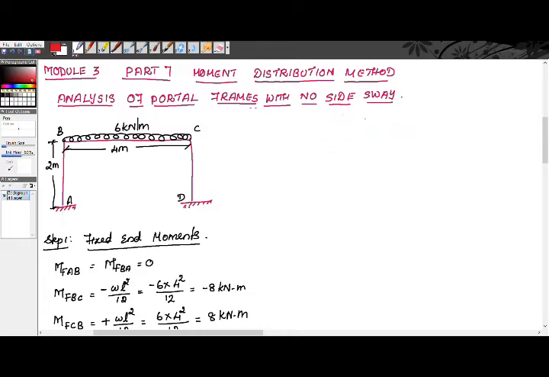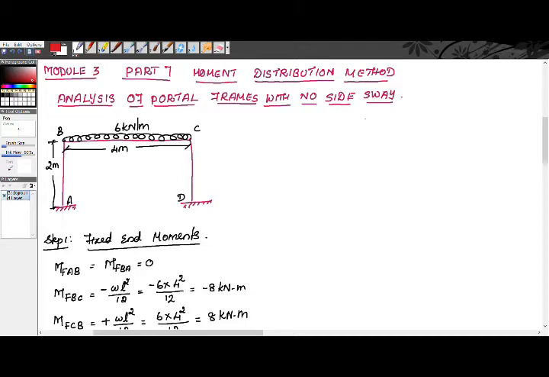We are going to see how to analyze a portal frame with no side sway. So we have studied in detail about portal frames, the side sway in portal frames, while we were studying the slope deflection method in module 2. So now we will directly go into the problem.